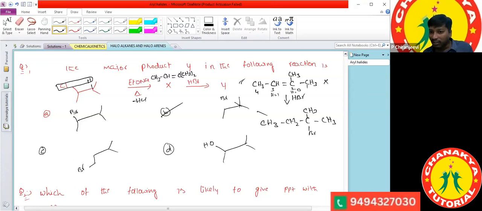Check whether both structures are the same or different. This is the complete representation formula, and this one is the line representation formula.